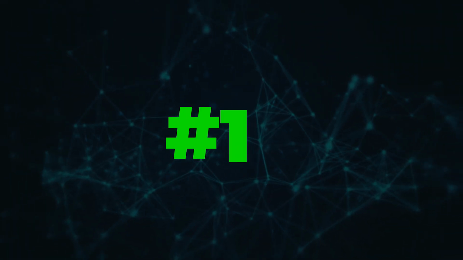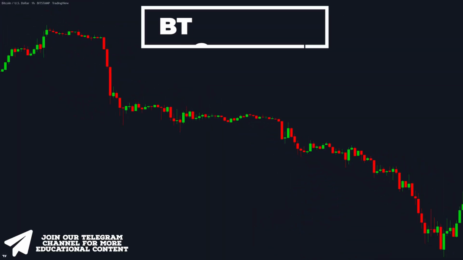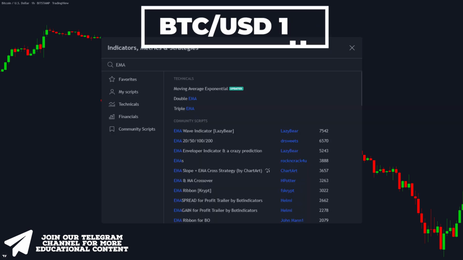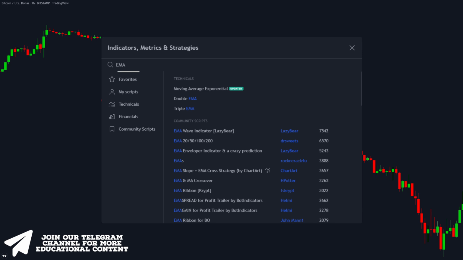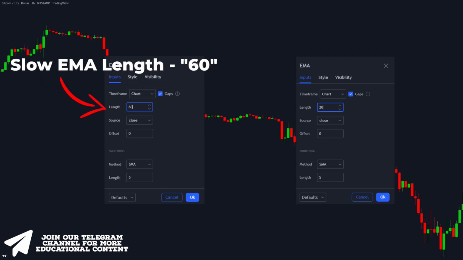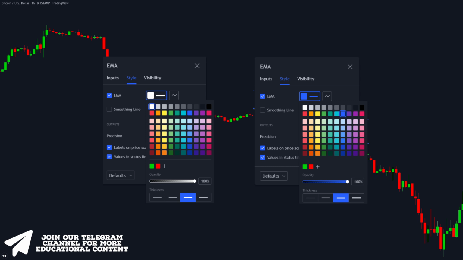At this point, let's discuss all steps required for this strategy. Here's Bitcoin 1 hour time frame. Firstly, you should add the two exponential moving averages to your chart. Go to the Indicators tab, type EMA, and choose the following indicator twice. At this point, we should change the length of the slow EMA to 60 and the length of the fast EMA to 20. Let's also adjust the style and make our 60-period EMA white while 20-period EMA blue.